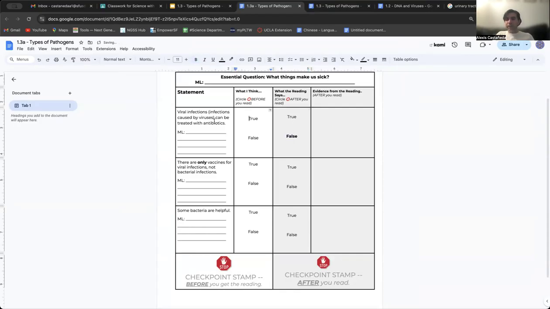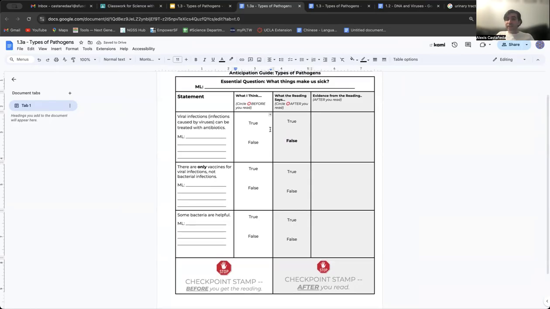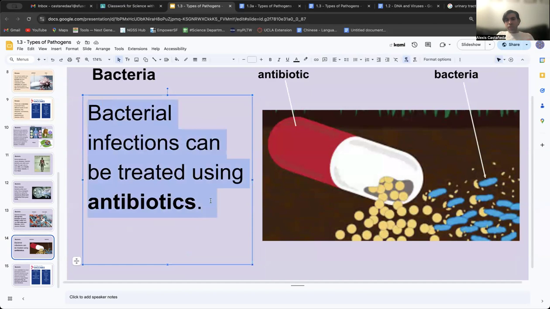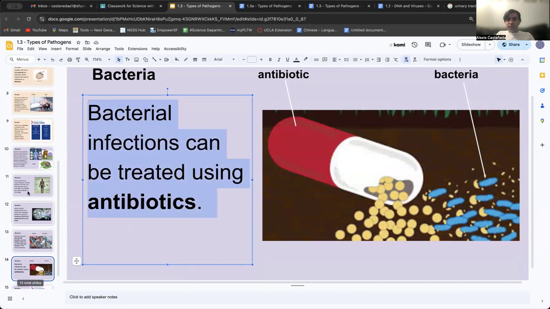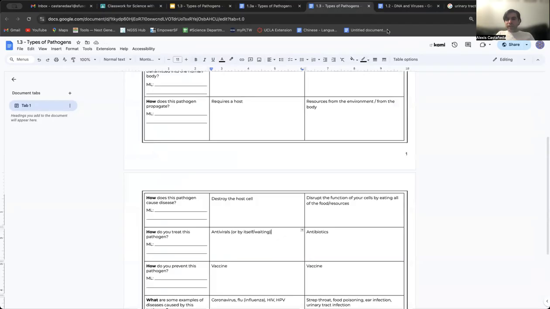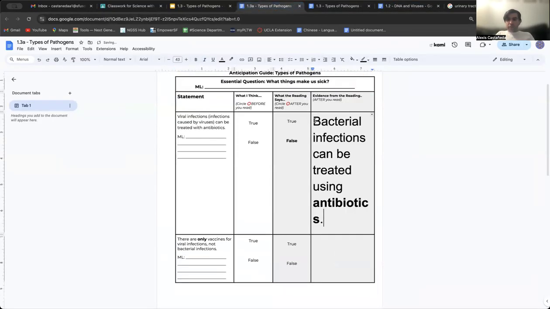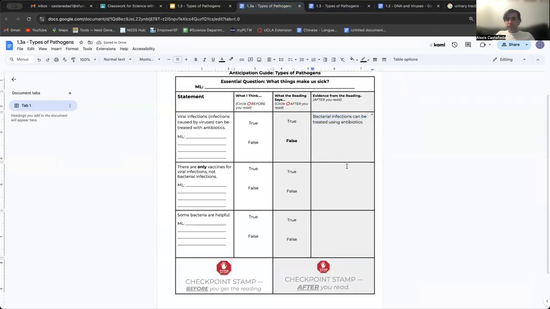Antibiotics only treat things that are alive. Viruses are not alive, rather. Bacteria are alive. So what we can write as evidence after you read: where did you find this answer? Well, let's go inside this slide. So where do we see? Here it says that bacterial infections can be treated with antibiotics. This is correct, but not viruses, only bacteria. So bacterial infections can be treated using antibiotics. Let's make this smaller so that you can actually see it. So here's the evidence. This is how I know that this is a false statement.